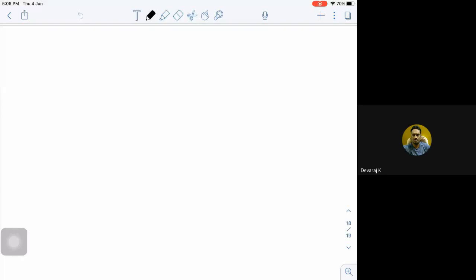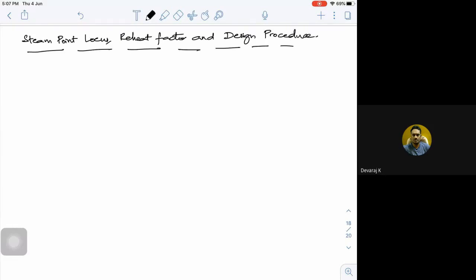So what is called the steam point locus, and the reheat factor, and the design procedure for the impulse and impulse-reaction steam turbine. So these are the three subtopics we'll be discussing.